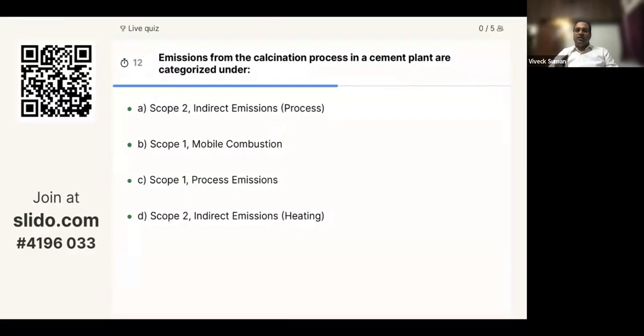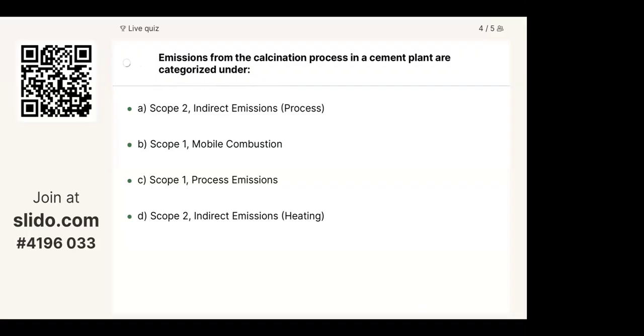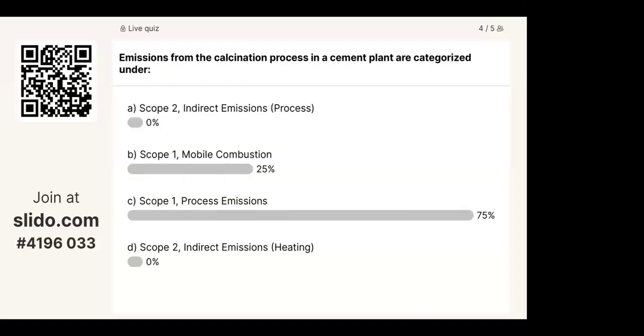Next one. Emission from the calcination process in a cement plant is categorized under, and I have done that just now. So try to recall our discussion. Emission from calcination process in a cement plant will be categorized under C. Okay. C. Very good.